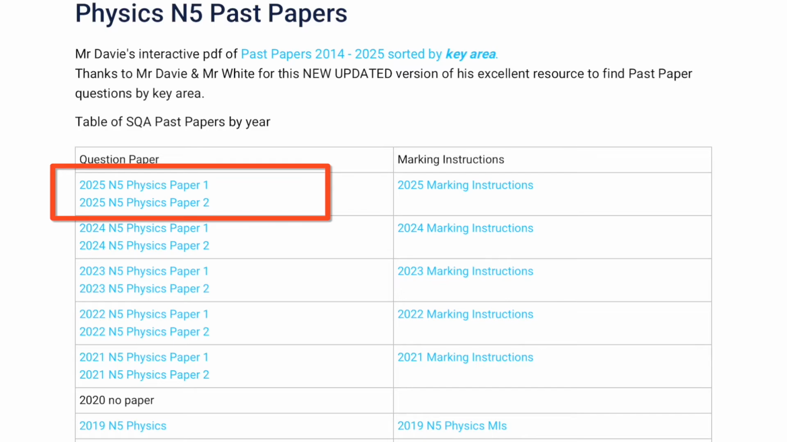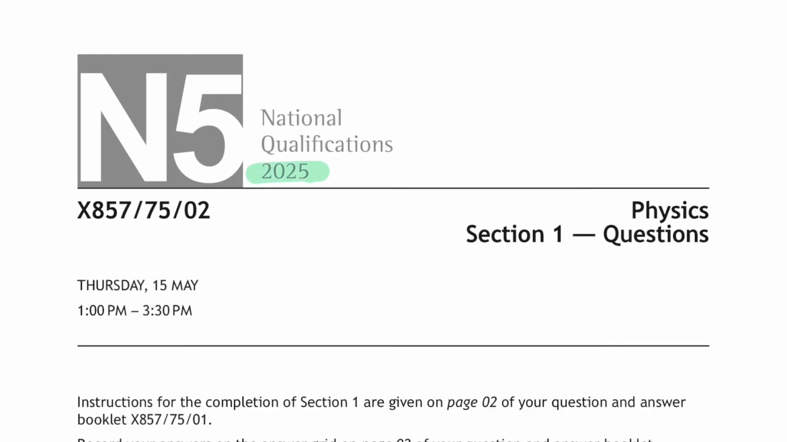Now, I've called it paper 1. I should really call it section 1 because it's a single paper. There it is, the 2025 National 5 Physics paper. It's 2.5 hours, and so the multiple choice part, section 1, should take you about 45 minutes. I'm going to try and do it in about half an hour, so it might be a kind of speedy walkthrough here.